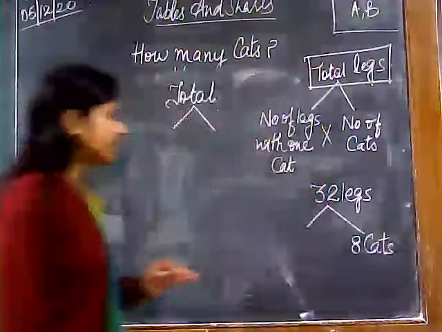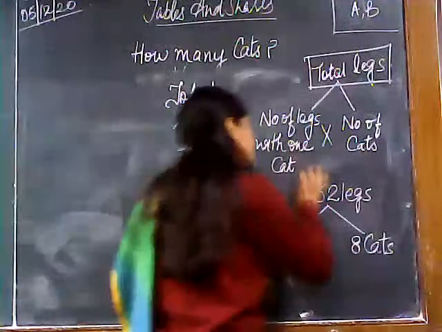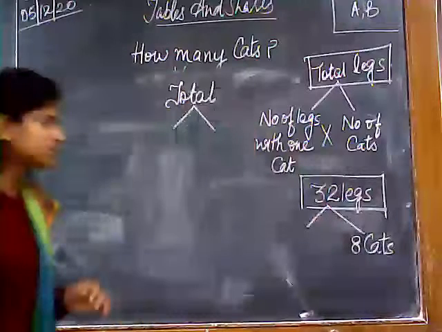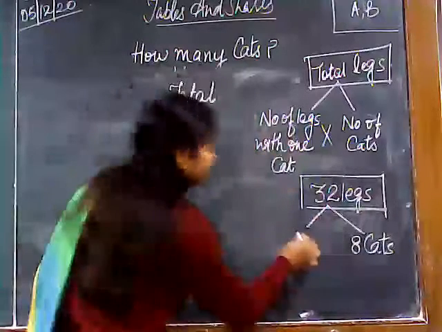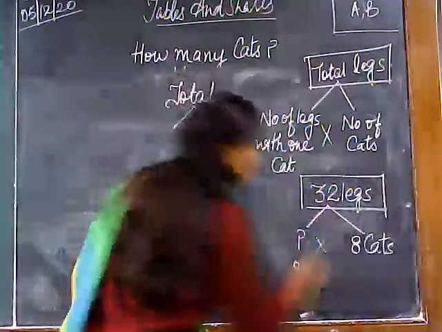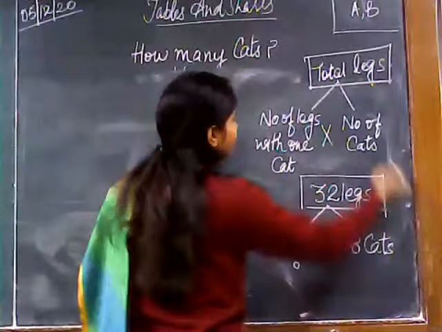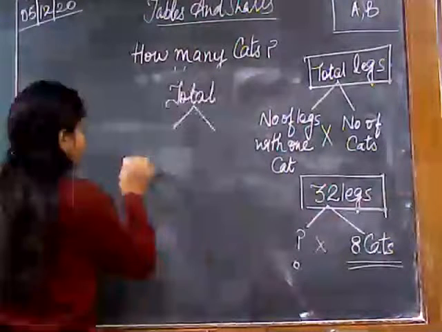There are 8 cats, and in total there are 32 legs. So can you calculate the number of legs of each cat, the number of legs with one cat? With the cats, we know that there are 8 cats.